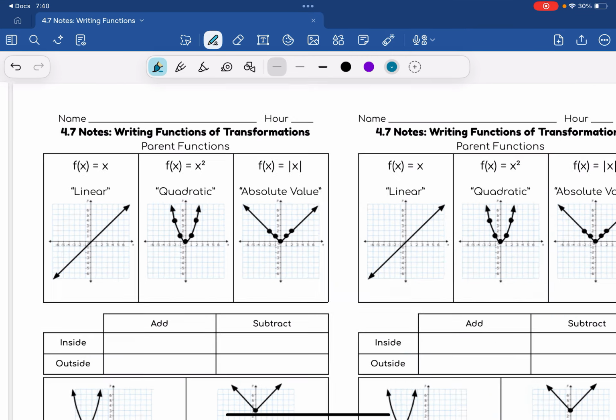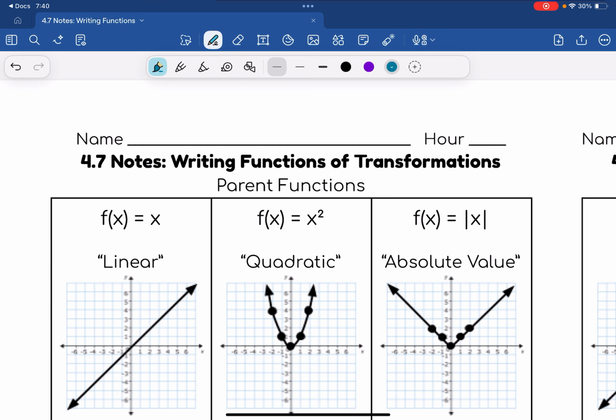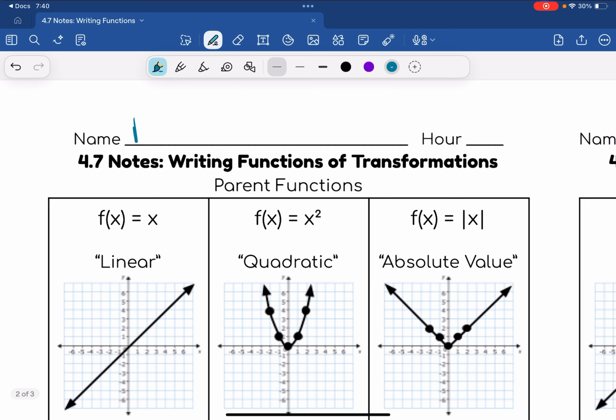So this is the opposite of what we did in 4.6. I know some of us were gone for 4.6 because it was the cold day on Friday for odd classes. So if you were gone for 4.6, do today's stuff and then go back and get caught up.